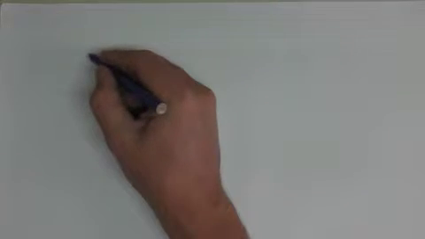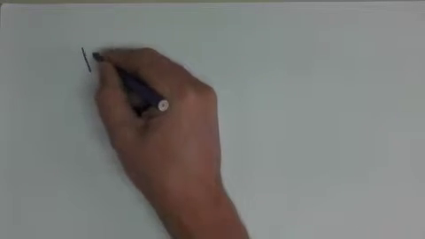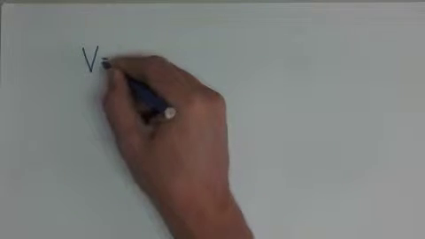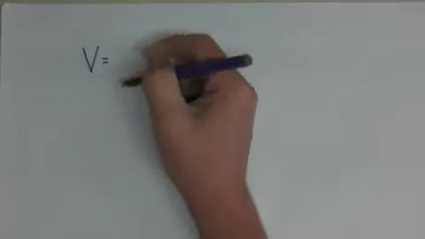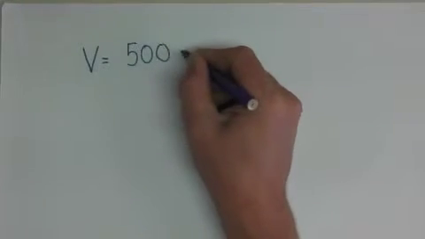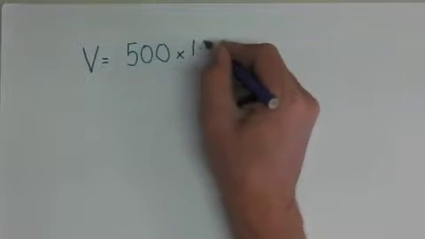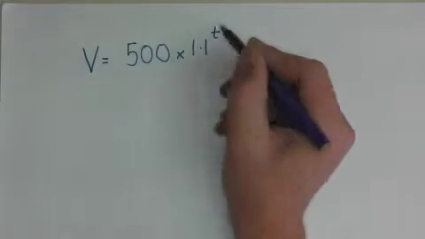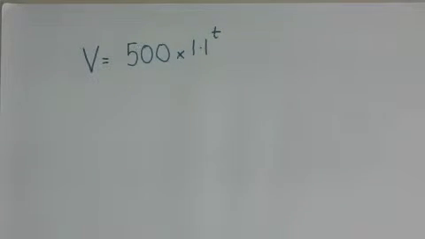And I may want to look at a rule that I might have, which would be that if the value of some investment I have, for example, might be equal to 500 times 1.1 to the power of t. Now, if we look at this to start with, there's a few things that we need to understand.